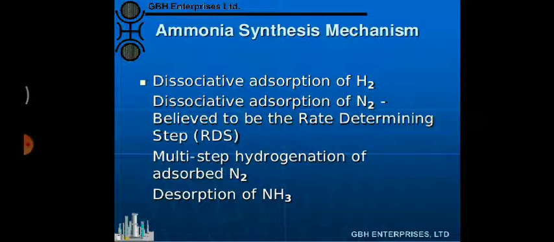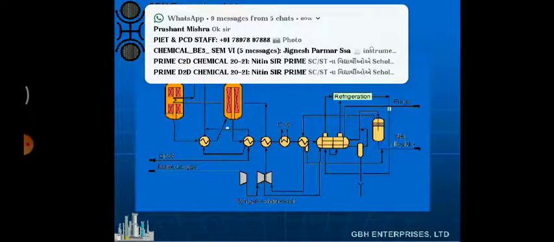So how the mechanism is done. So dissociative adsorption of H2 and then dissociative adsorption of N2 and H2, believed to be the rate determining step. Also multi-stage hydrogenation of adsorbed N2 and desorption of NH3, that means NH3.